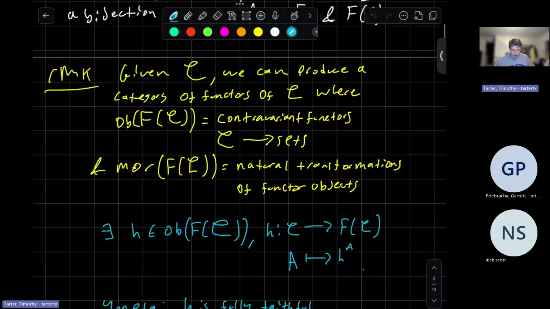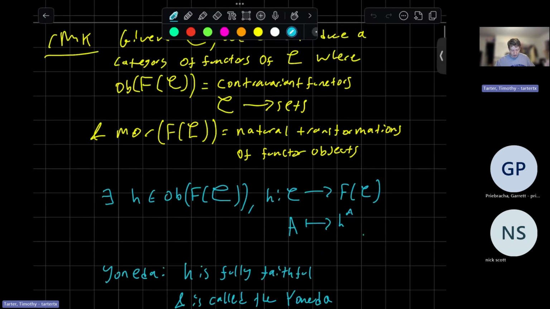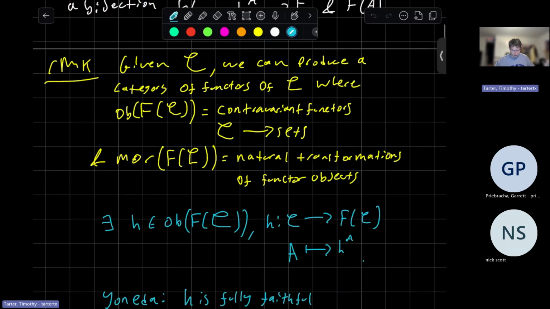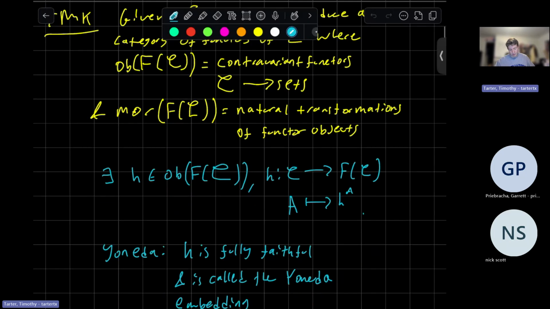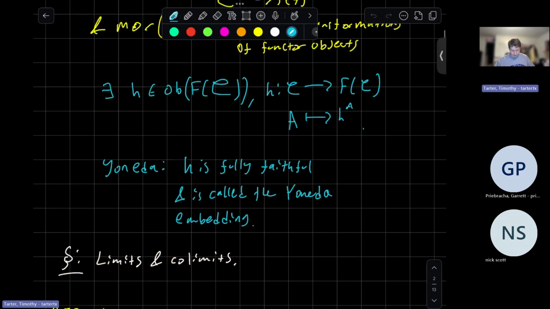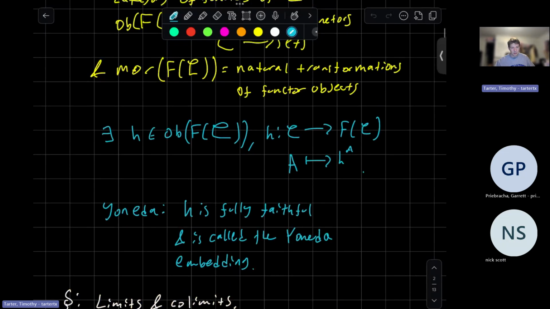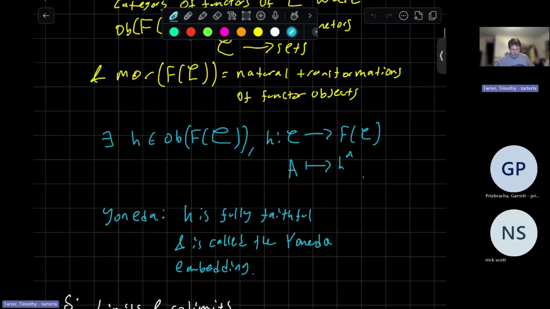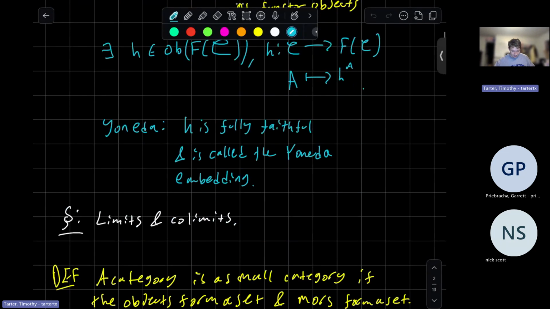And then we said, okay, now we can produce a functor category, where the objects are contravariant functors. I think I meant to write covariant functors. And then the morphisms are natural transformations of the functor objects. And then the Yoneda embedding is a fully faithful functor from a category to its functor category. And then we said that the Yoneda embedding was contravariant.